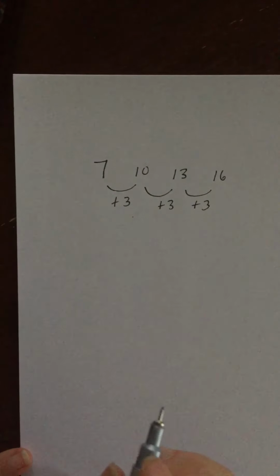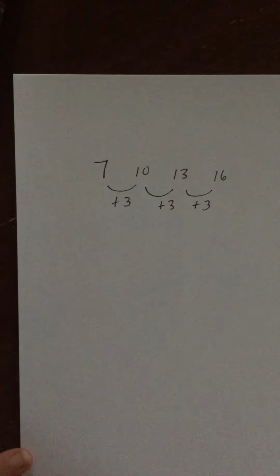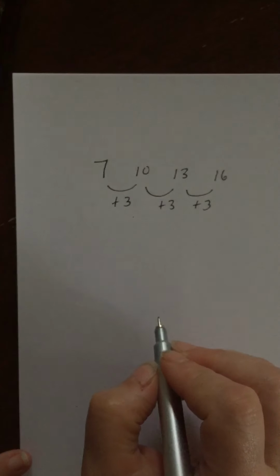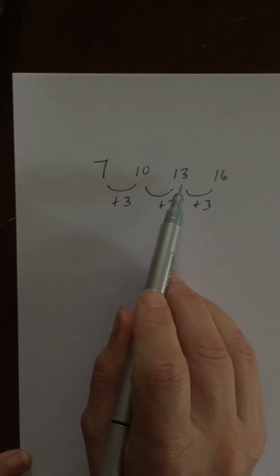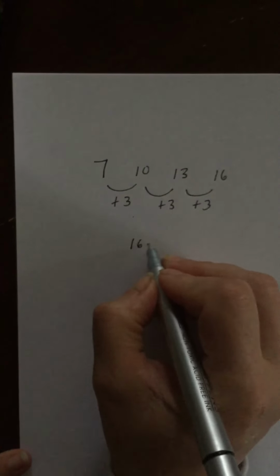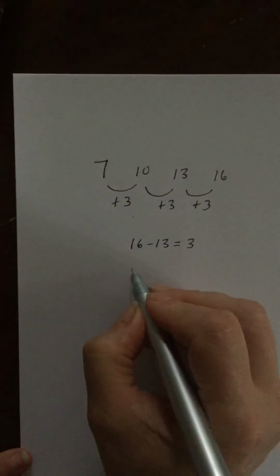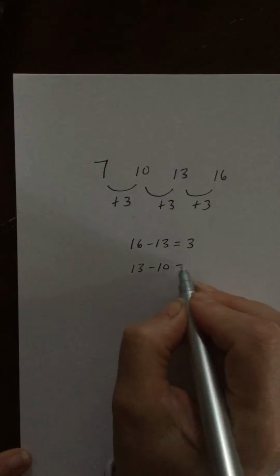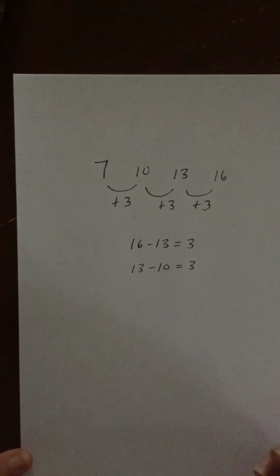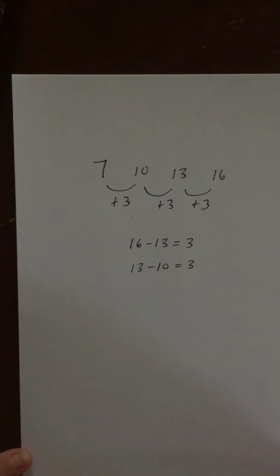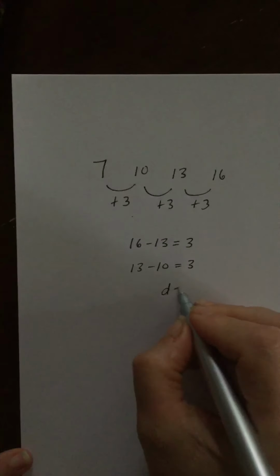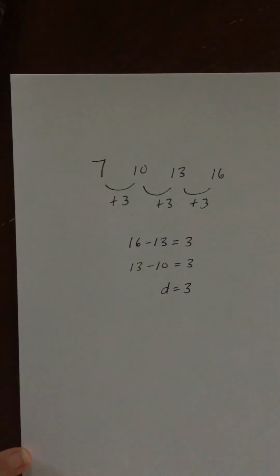So what you can do to verify that something like that is an arithmetic sequence is take a later term minus the one just before. So I could do 16 minus 13, and of course that's 3. Or I can do 13 minus 10, which is also 3. What it's called is the common difference, and they'll often call that d. So in this case, d would equal 3. That would be my common difference.